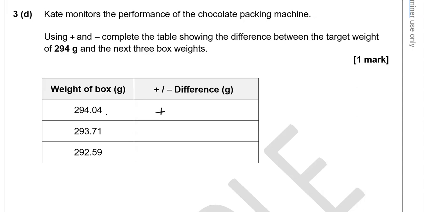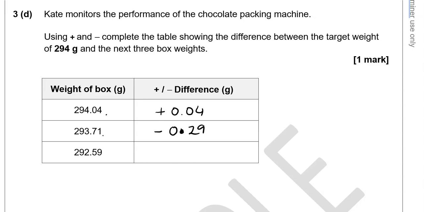So we're going to do 294.04, take away 294, and that leaves us with 0.04. 293.71 is smaller than 294, so that means negative. We're going to do in the calculator 294 take away 293.71, and that gives us 0.29.